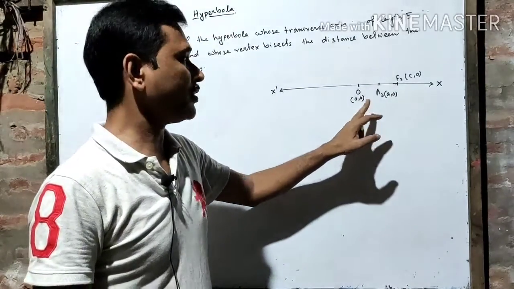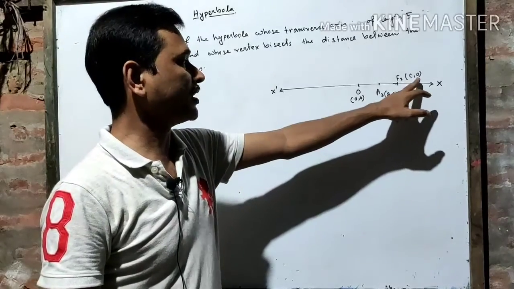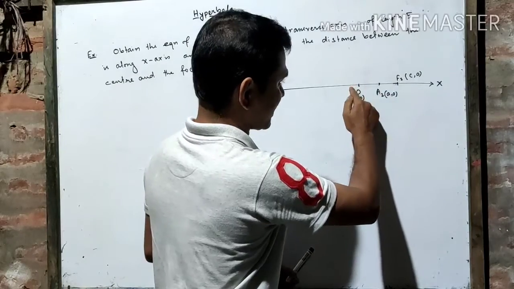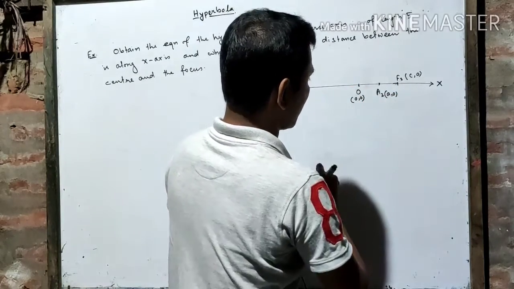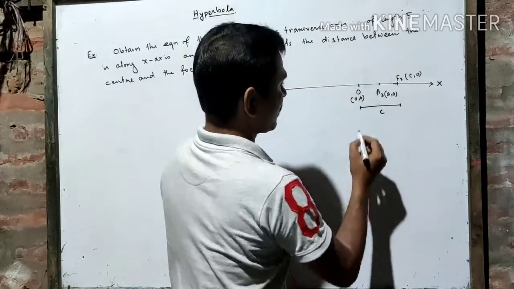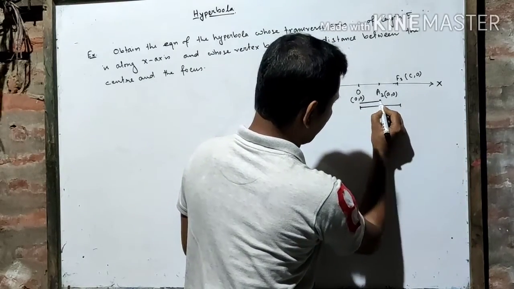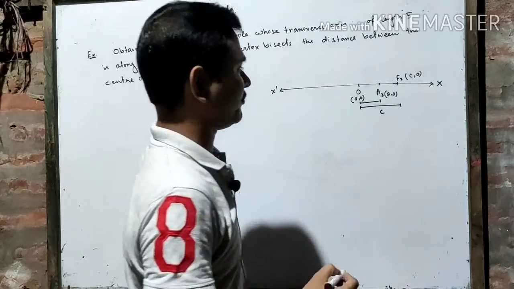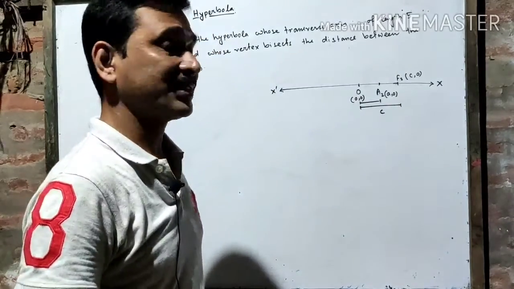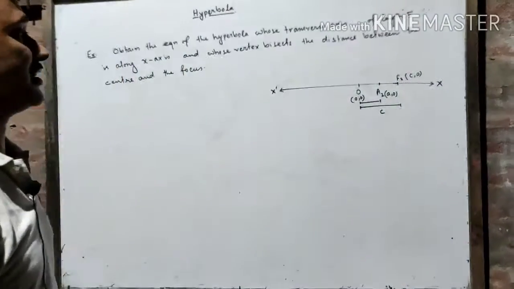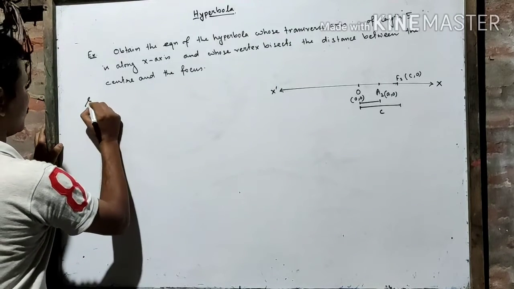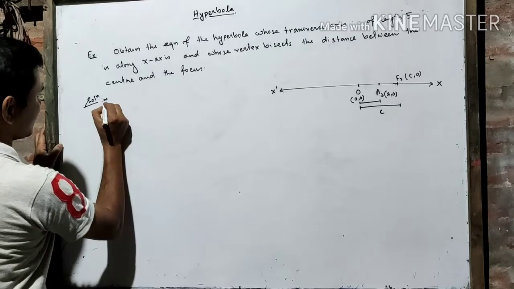Coordinates of center (0, 0), coordinates of vertex (a, 0), coordinates of focus (c, 0). So this vertex bisects the distance between the center and the focus. That means this length, which is how much? c. And as the vertex bisects the distance between the center and the focus, length a is half the length c. This is the information given in the question. Okay.